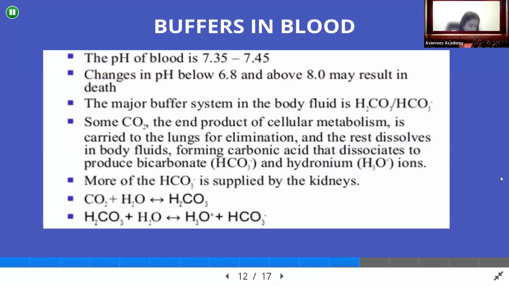The buffers in our blood, we talked a little bit about. The pH of blood is 7.35 to 7.45. So changes in pH below 6.8 and above 8 may result in death. So the major buffer system in our body fluid is the carbonic acid carbonate, H2CO3 and HCO3- buffer system.